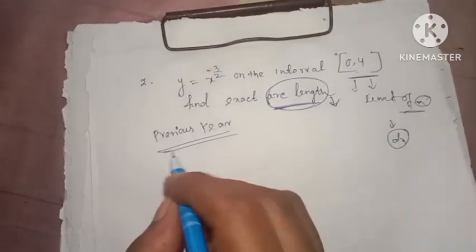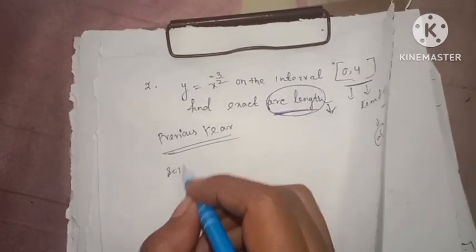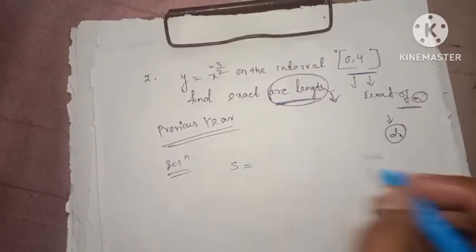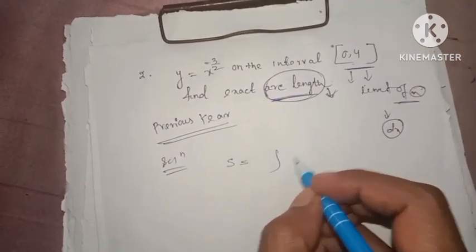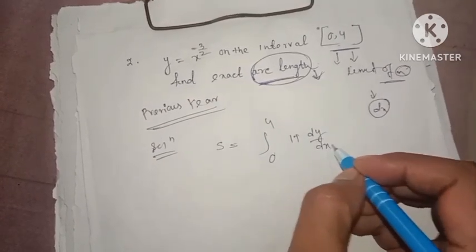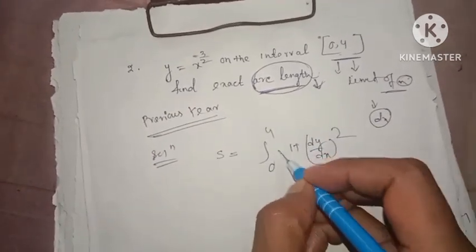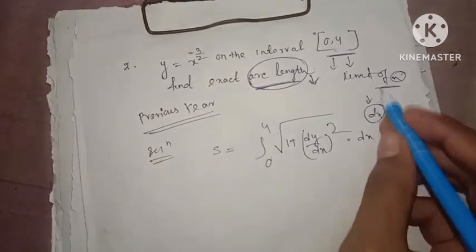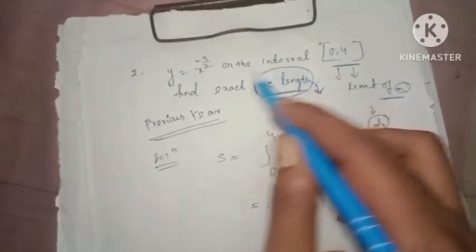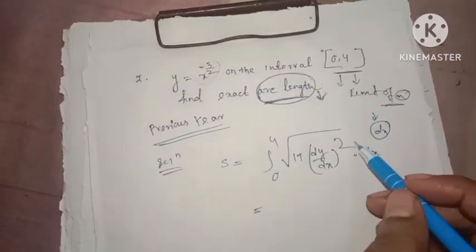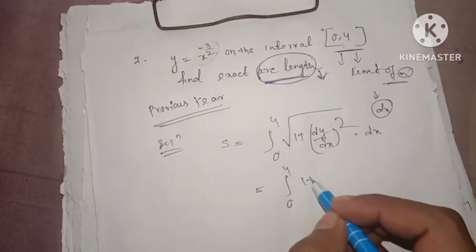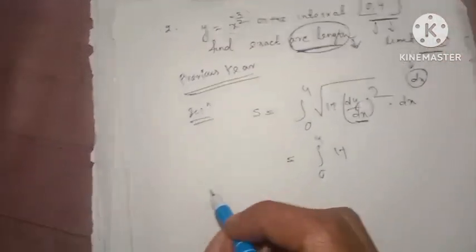So how can we solve this question? The formula for arc length s or l equals integration from 0 to 4 of the square root of 1 plus (dy by dx) whole square, with respect to x, because the limit of x is not mentioned, but this is the limit of x, because this interval lies on y equal to x to the power 3 by 2. So this is 0 to 4 of root 1 plus, what is the derivative? We will find the derivative.